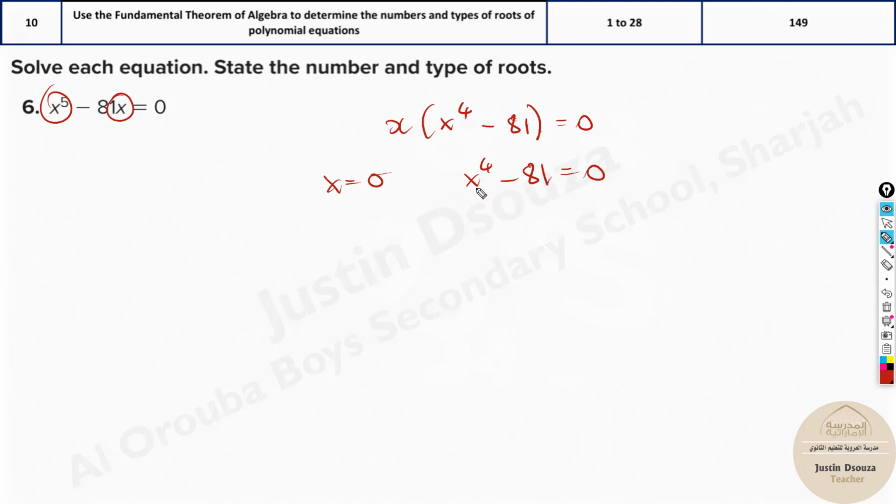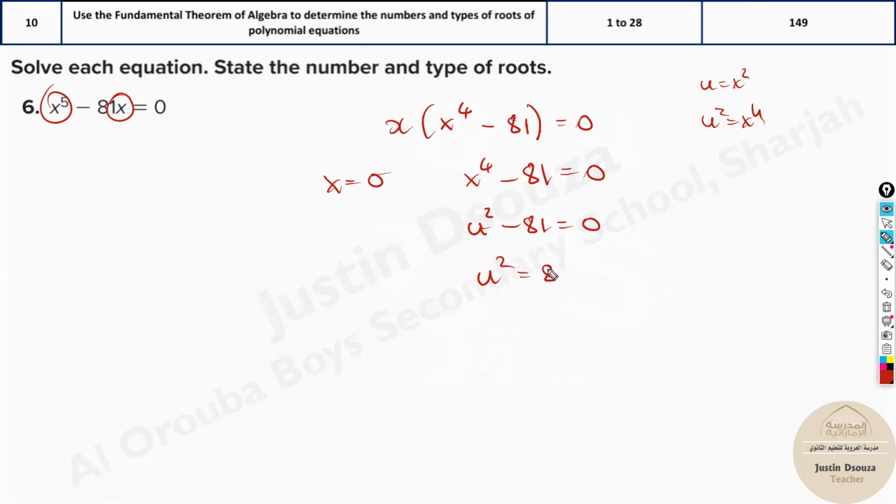Now how did we do x power 4 just a while ago? You assume u to be x squared, u squared is equal to x power 4. That is only possible when it's even powers. Cube, it's a different method. Now here what you do is x power 4 becomes u squared, minus 81 is equal to 0. Now, instead of the calculator, you can do it by yourself.